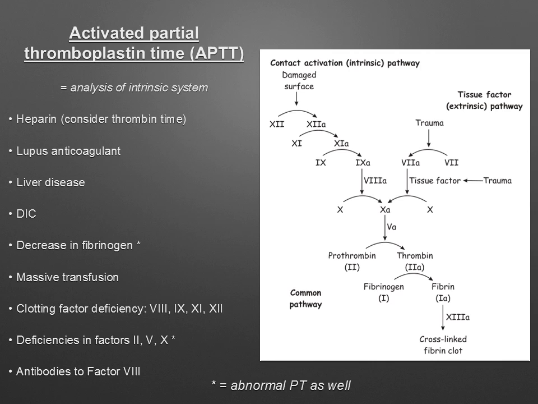So other causes include lupus anticoagulant, which is notorious for causing an abnormal APTT, but it's usually of minor significance because patients don't seem to have a significant increased risk of bleeding. Liver disease, DIC, decrease in fibrinogen, massive transfusion, clotting factor deficiency including 8, 9, 11 and 12, as well as deficiencies of factors 2, 5 and 10, and as from the previous slide we know that we're going to get abnormal prothrombin times as well.